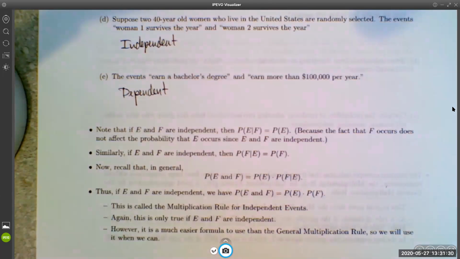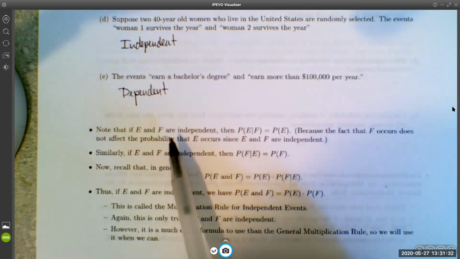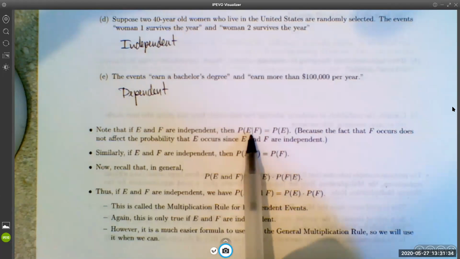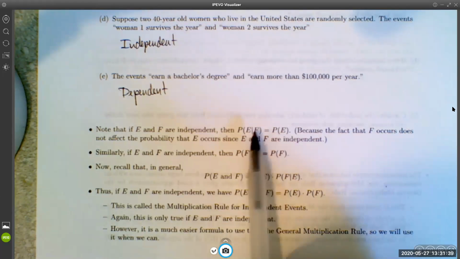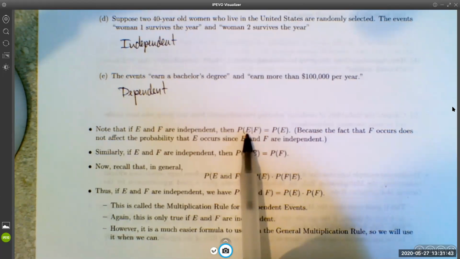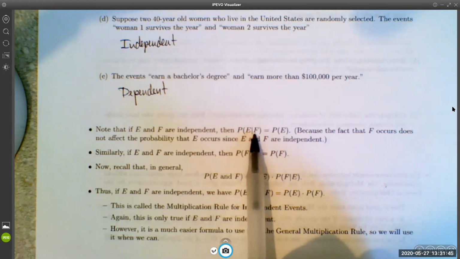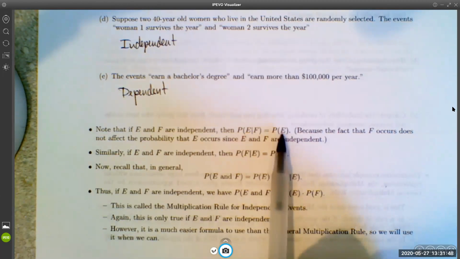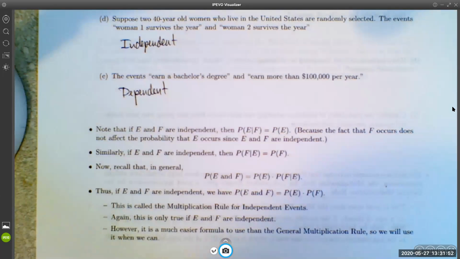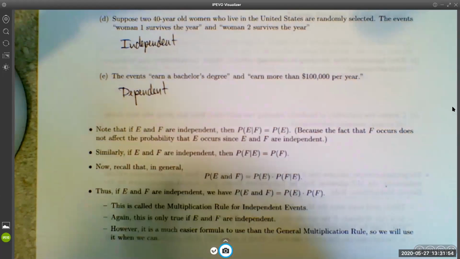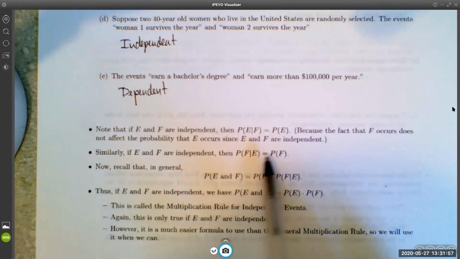Okay, now, if E and F are independent, then the probability of E given F would be equal to the probability of E, right? Because if F has no bearing whatsoever on whether or not E occurs, then the probability of E given F is just the same thing as the probability of E. F doesn't affect whether or not E occurs. Similarly, the probability of F given E would just be exactly the same as the probability of F.